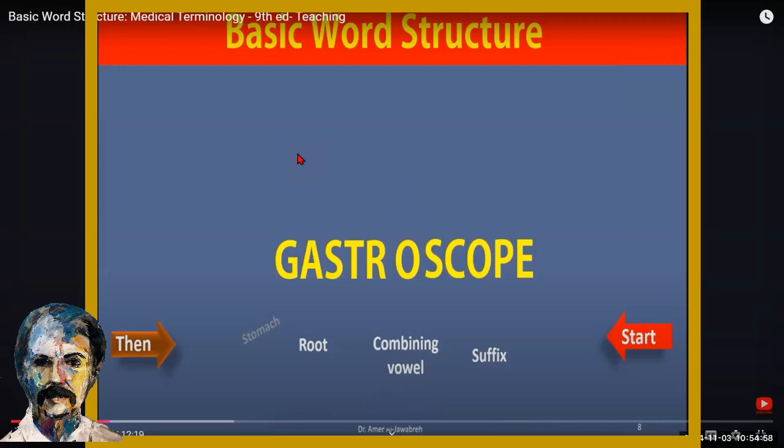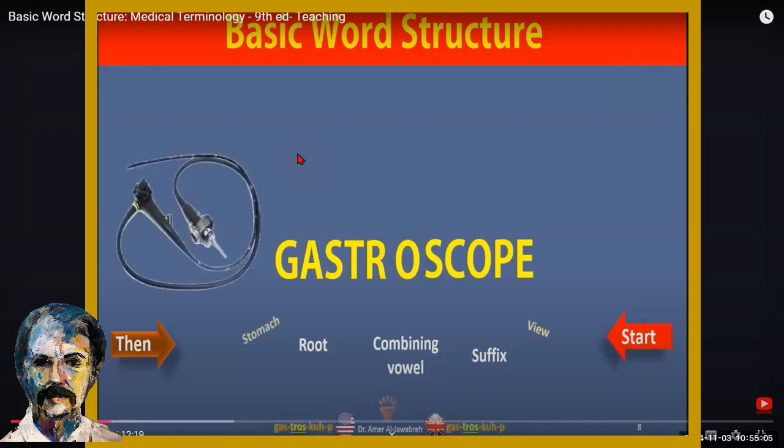Gastroscope. That's the Americans. Sometimes this needs practice. Gastroscope, gastrin. Many people say gastric. It depends on your experience and your practice. It means viewing the stomach.